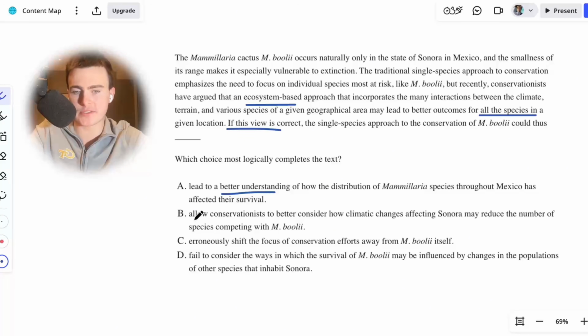B, allow conservationists to better consider how blah, blah, blah. This is a positive claim once again. We're looking for something negative that says that the single species is bad. So not A or B.